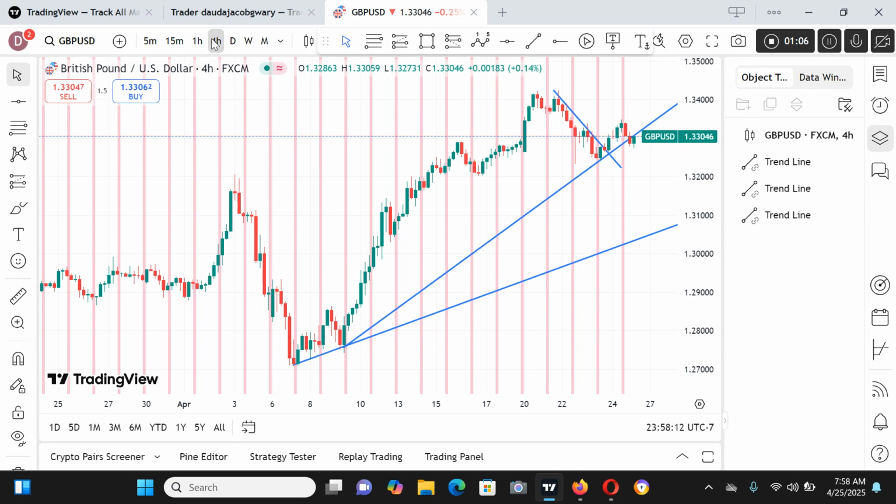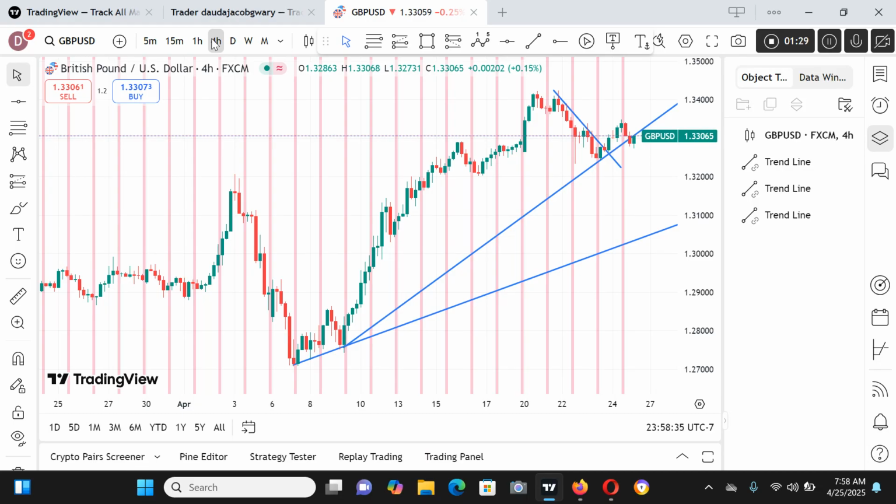So psychological levels are generally round-up numbers. For example, we have 1.32000. So they end with zero zeros. Mostly, psychological levels are round numbers that end with zero zeros.